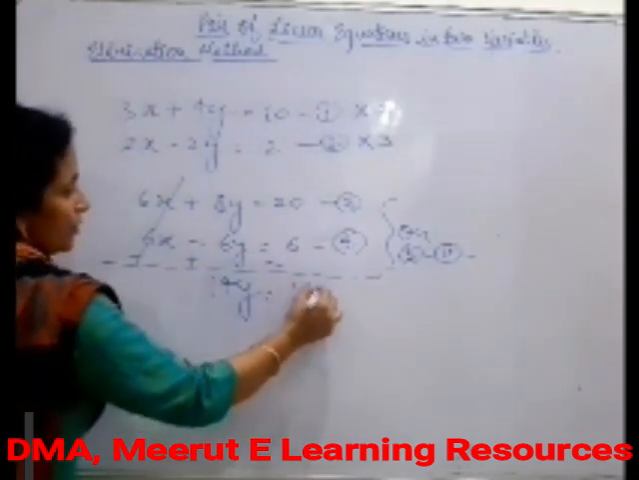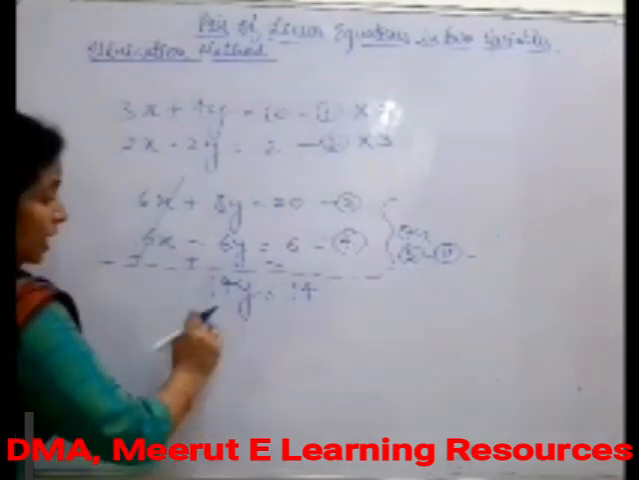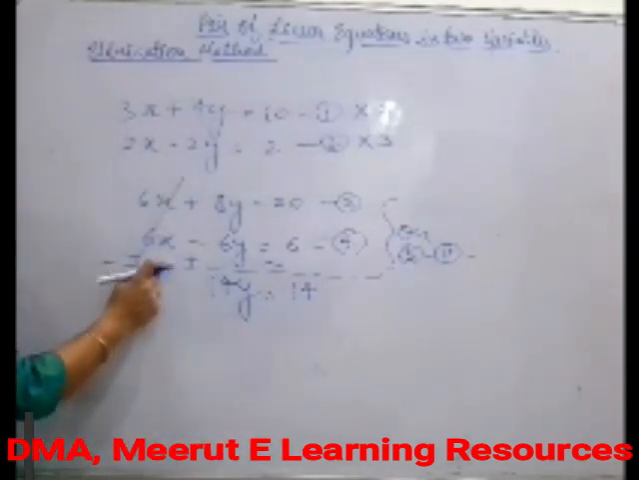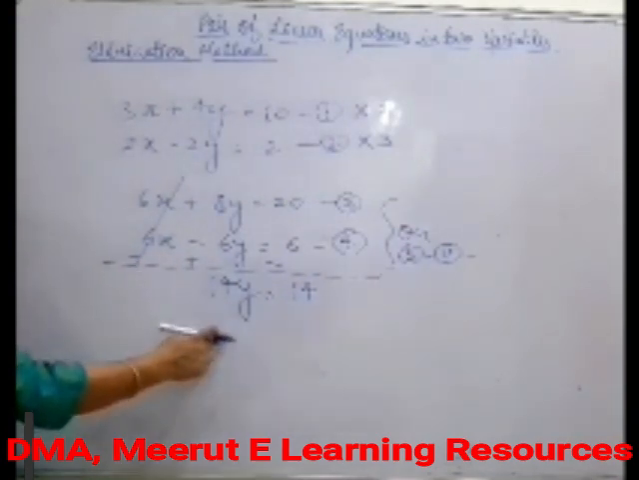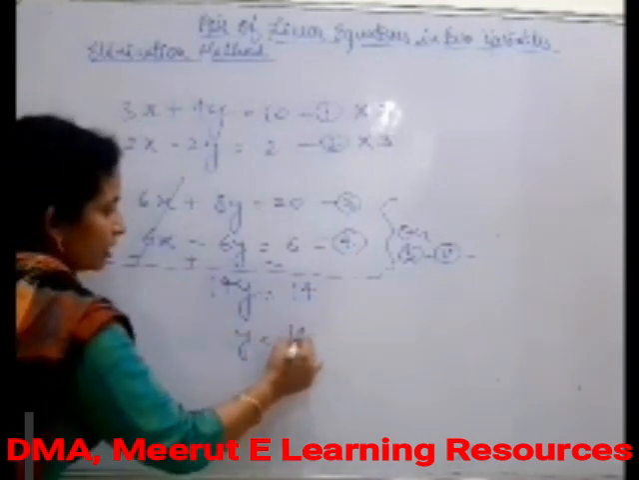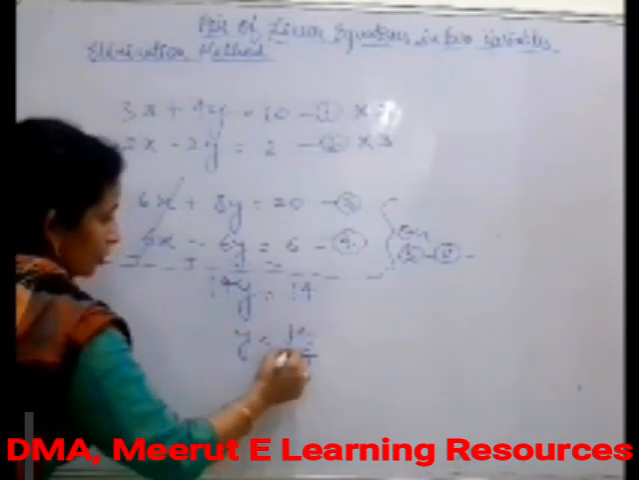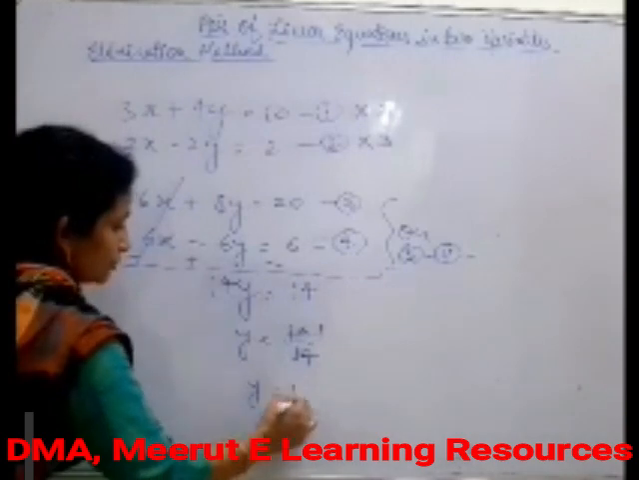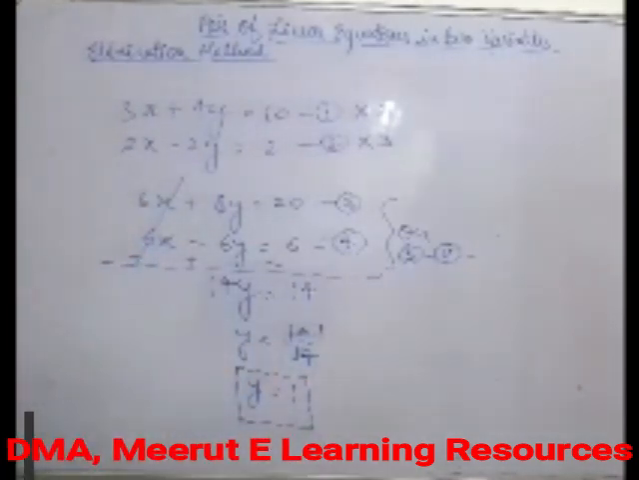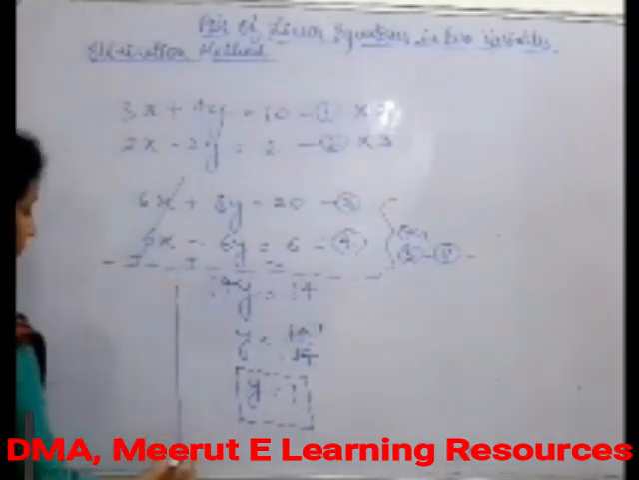This is also 14. Okay, so that was the thing I was talking about, that after eliminating one of the variables, we will get a linear equation in one variable. And now you know very well how to solve it. 14 upon 14, that is 14 ones are 14, so y equals 1. We have got the value of one variable. Now we will use this value in any of the given equations, and we will get the value of x, the other variable.